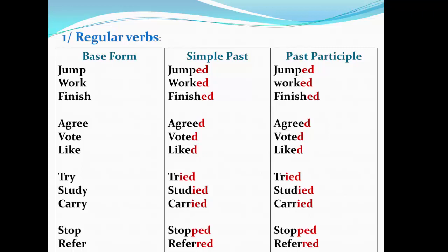So the verb to stop يقف. Stop. قف. Stop is a verb that is composed also of only one syllable. What's the difference between stop and jump? The difference is that the last letter is consonant, but the letter before is vowel. O. O is a vowel. So stop becomes in the simple past stopped, and past participle stopped also.